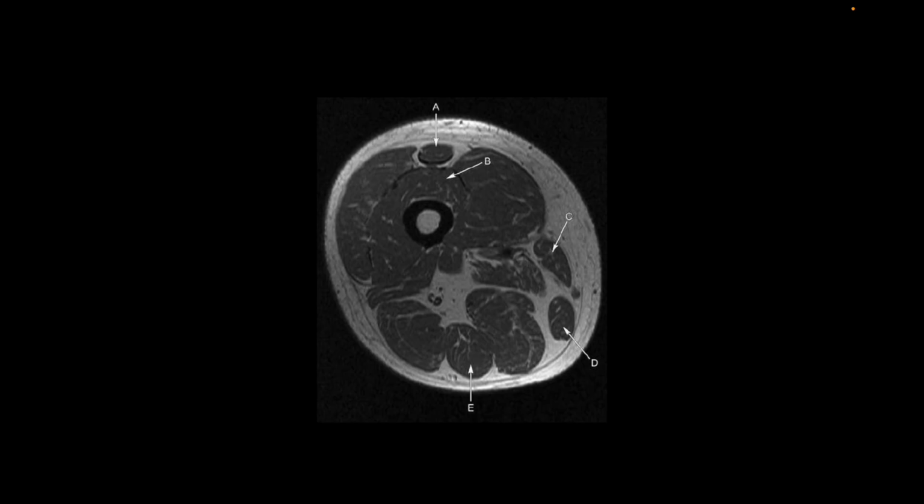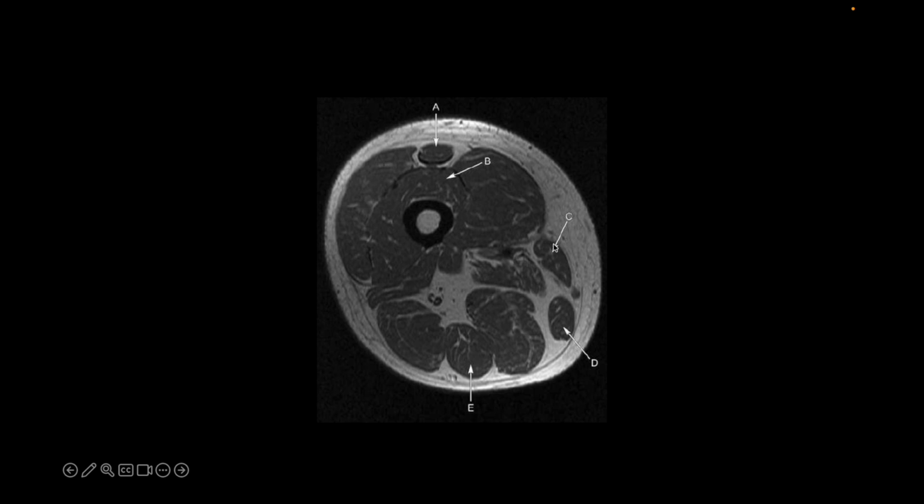Coming further down in the thigh, we'll start with A. This is your rectus femoris. Remember, sartorius has already come down medially in the thigh at this point. So rectus femoris, and then these are your quadriceps muscles. So this is your vastus intermedius, which surrounds the femur. That's lateralis, that's medius.